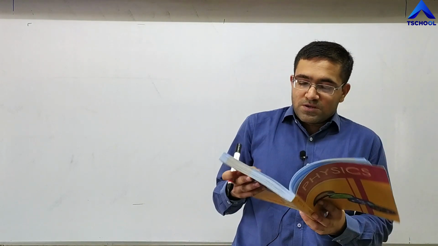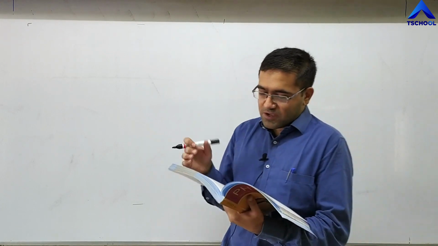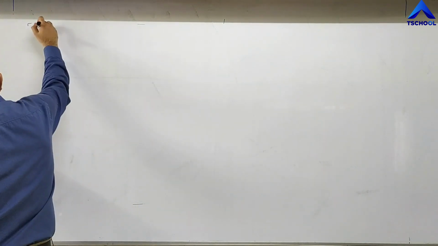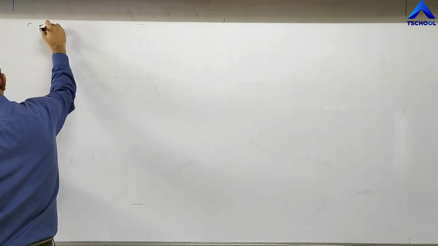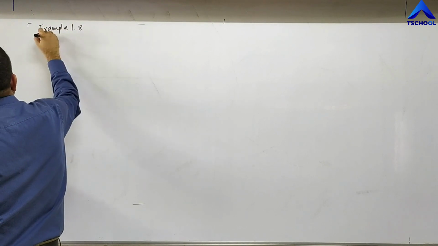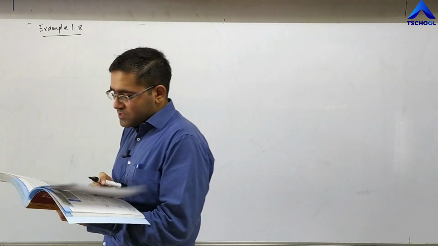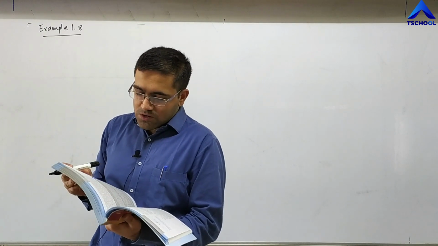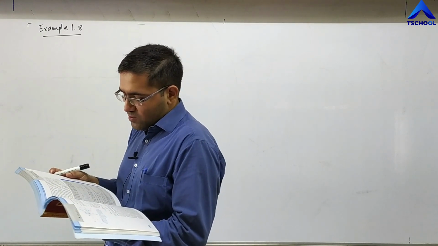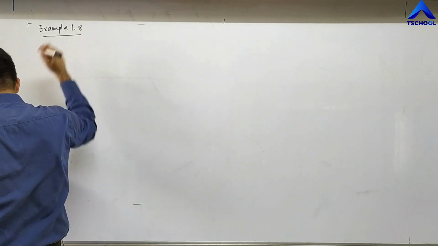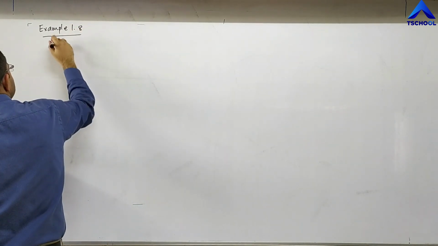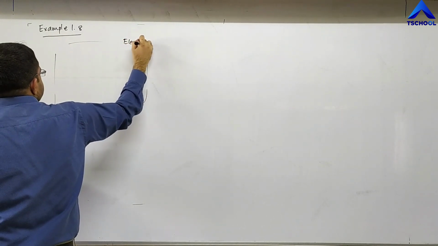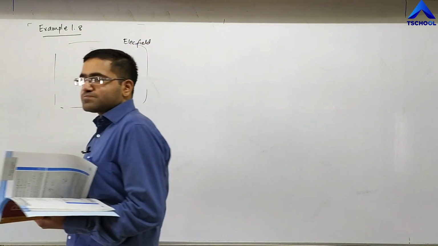Yes, here it is. So the question is that there's an electron. An electron falls to a distance of 1.5 centimeter in a uniform electric field of magnitude 2 into 10 raised to 4 Newton per Coulomb. So let's say in this space there is an electric field.